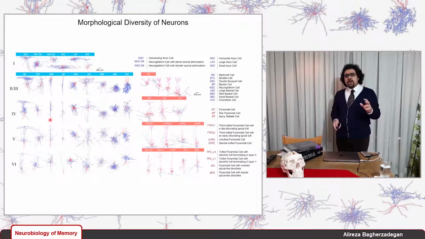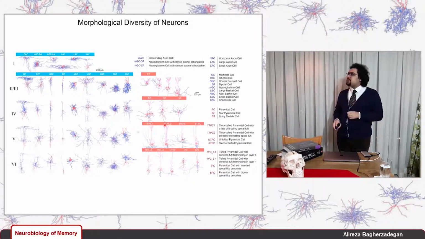Basket cells, bipolar cells, chandelier cells. These are different morphologies, different names given to different morphologies of these inhibitory neurons. And then we have principal cells: pyramidal neurons or spiny stellate cells, which are also excitatory, and have different morphologies.